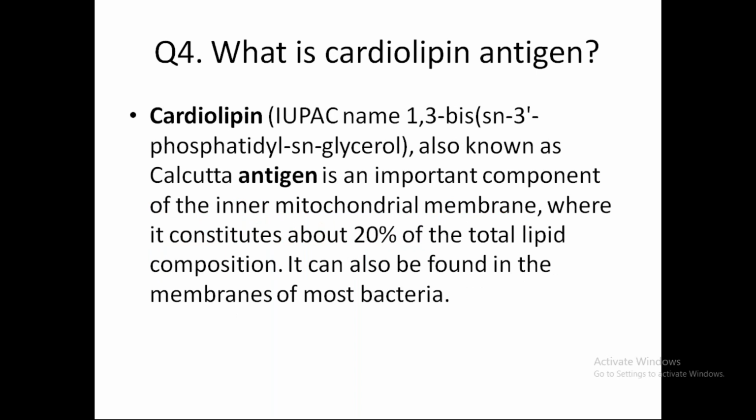Okay, so what is this cardiolipin? Cardiolipin is the antigen that is used in VDRL test, and it is also known as Calcutta antigen. It is an important component of inner mitochondrial membrane and constitutes about 20% of total lipid composition. This antigen can be found in the membrane of so many bacteria.